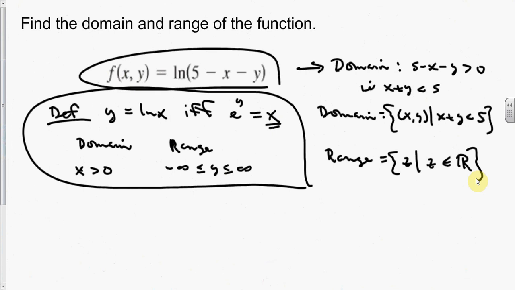Okay, yes, sir. If you wrote it as 5 minus x minus y is greater than 0, I mean, that's fine too. Yeah, but you want to show me that you understand what's going on. So, yeah. All right, good.